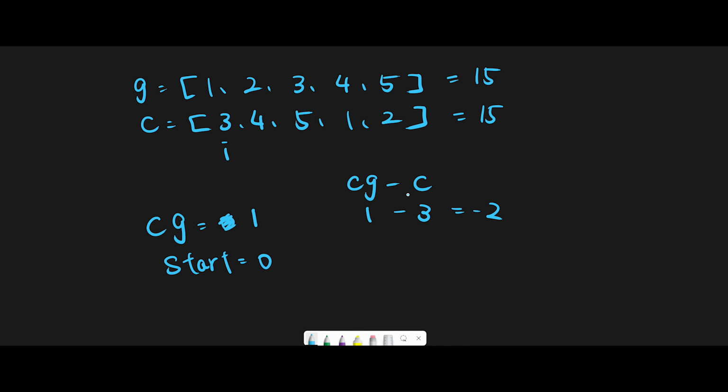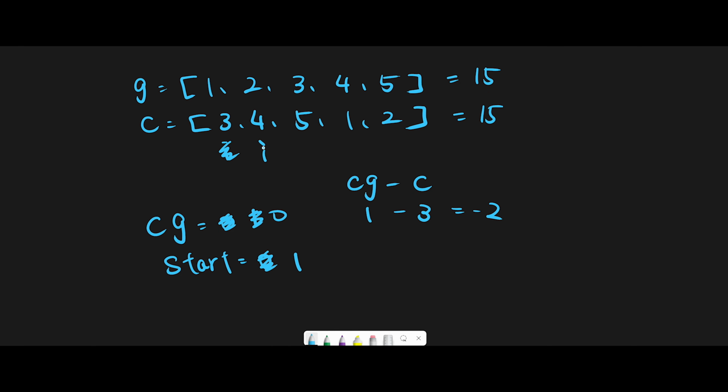So we should move the starting point to index 1. So we should update the start variable with current plus 1. So 0 plus 1 is 1, right? And don't forget to reset current gas to 0. Because when we move the starting point, that is a new start. So we can't start from index 0. That's why starting from 1 is a kind of new start. So move next.